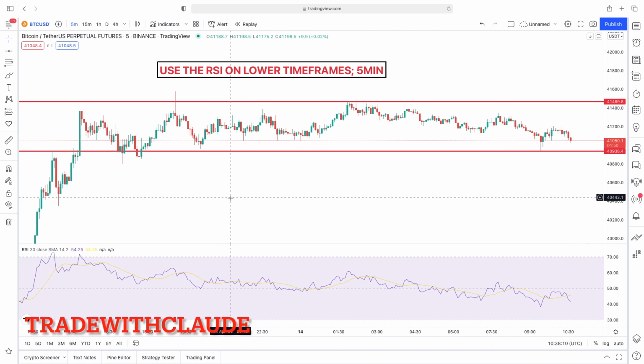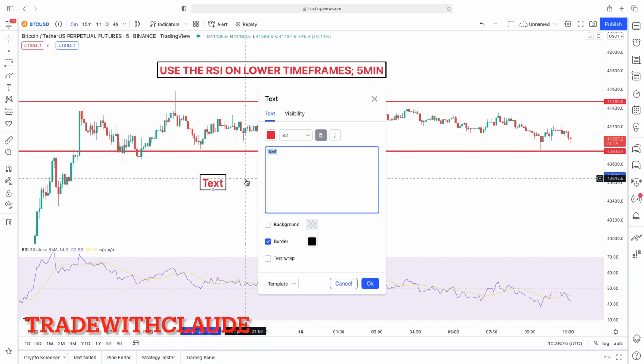So always use the RSI on lower time frames, which is like the 5 minutes, combined with the higher lengths. So high lengths and low time frame, these are the combinations you should use. We'll say the high lengths, which is at least 20 to 30. Then the lower time frame, LTF, should be 5 minutes. So this is what you should know.